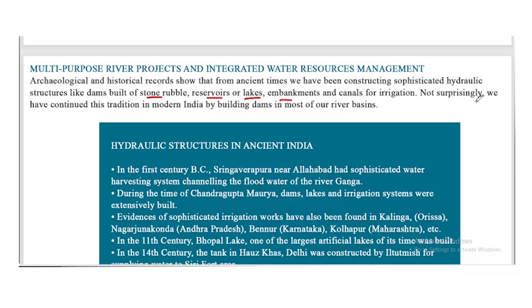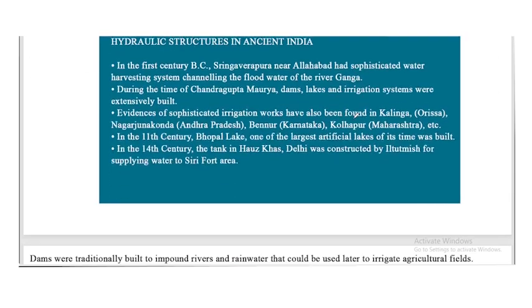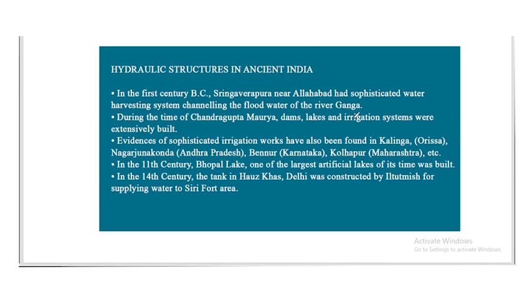And not surprisingly, we have continued this tradition in modern India by building dams in most of the river basins. From ancient times we also constructed reservoirs, lakes, embankments and canals for irrigation purposes, and this trend is also continuing in modern times. Now, look at these hydraulic structures in ancient India.